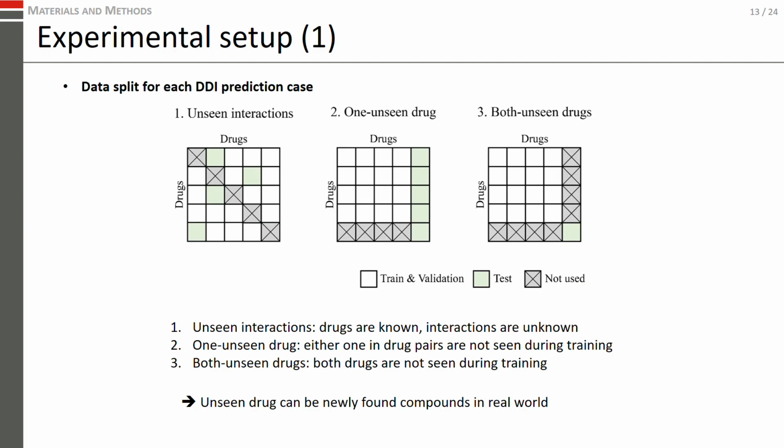In this study, there are mainly three cases of interactions that can happen: unseen interactions, one unseen drug, and both unseen drugs. Here, unseen means that the data was not used for training. Therefore, it is new to the prediction model. An unseen drug can represent newly found compounds in the real world.